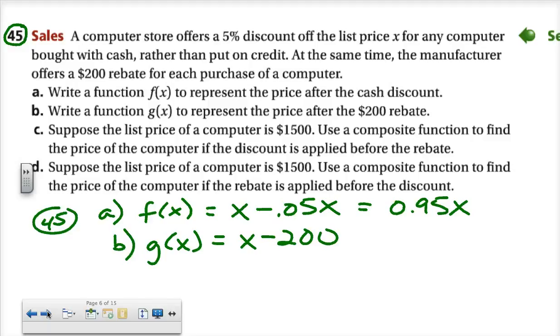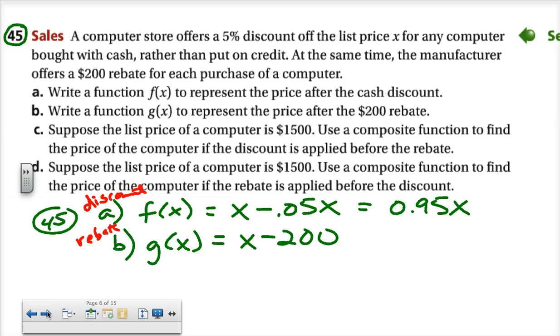Now, C says, suppose the list price of the computer is $1,500. Use a composite function to find the price of the computer if the discount is applied before the rebate. So what I want to do is go back and just label A as discount and label B as rebate.